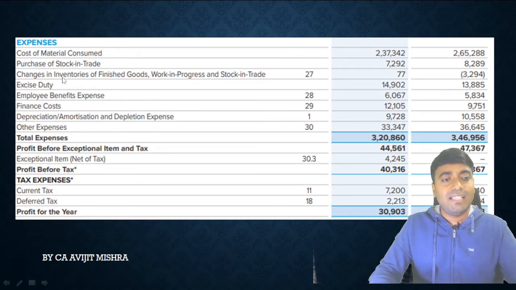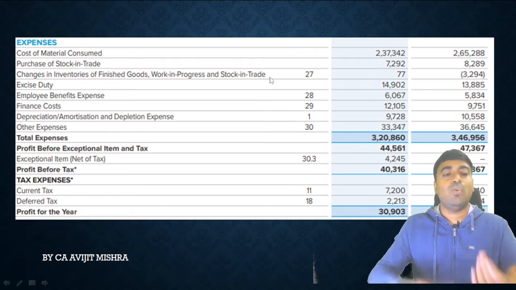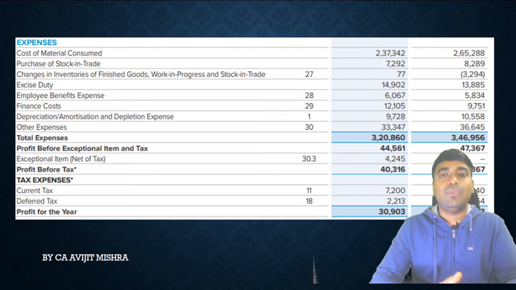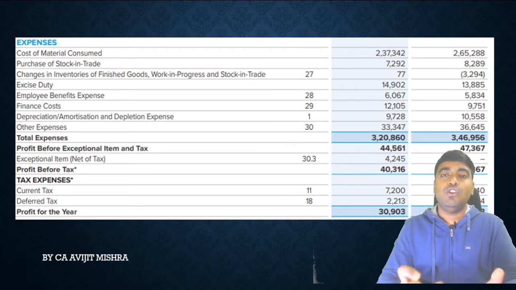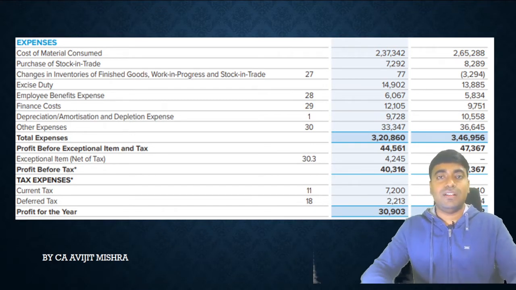And the third thing is basically change in the inventory of finished goods, work in progress, and stock in trade. What is the meaning of that? Take the example, I have a trading business, a grocery shop. At the beginning of the month I have 100 kgs of rice, and at the end of the month I have 80 kgs of rice. That means 20 kgs I have sold already. So that should come in the profit and loss.